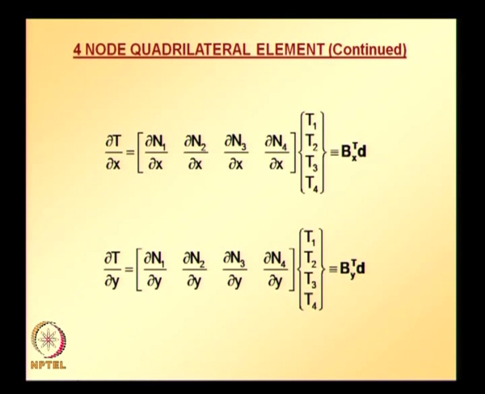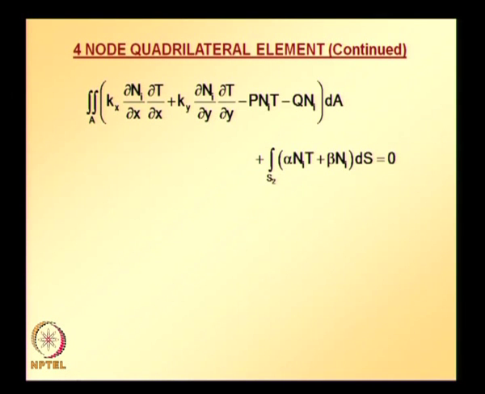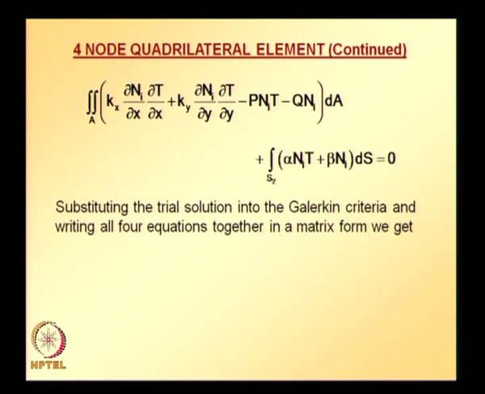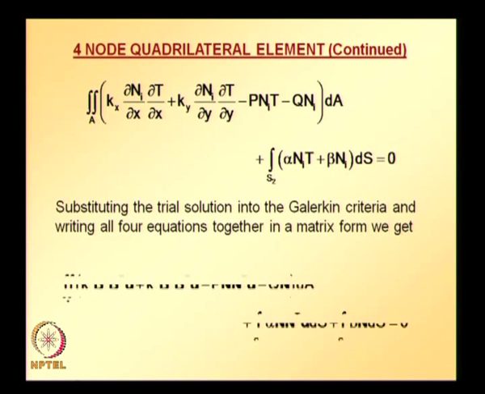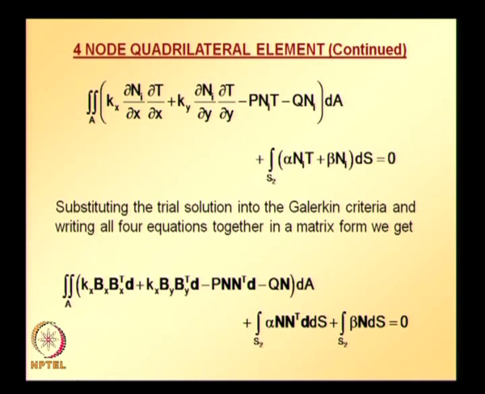Now, we can substitute all this information into the equation. Thus, substituting the trial solution into the Galerkin criteria and writing all 4 equations together in matrix form, we get 4 equations because there are 4 shape functions. So, substituting the shape functions and their derivatives, and the trial solution and its derivatives in terms of finite element shape functions, we get this equation.